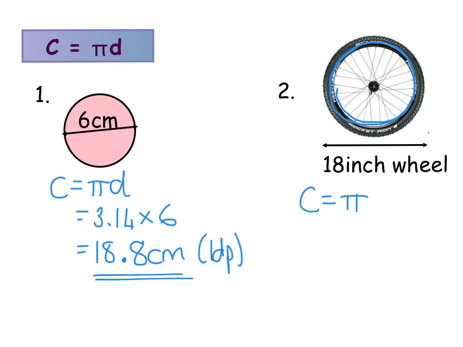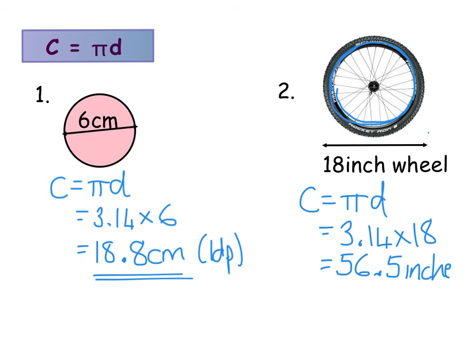18 is the diameter, so that's pi times diameter, so C equals pi d. Change pi to 3.14 and change the diameter to 18. Type that into your calculator and it gives you 56.52. That 2 is not going to do anything in rounding, so it stays as 56.5. Now this time it would be inches, so we'll just write inches for our units, and that is to 1 decimal place.